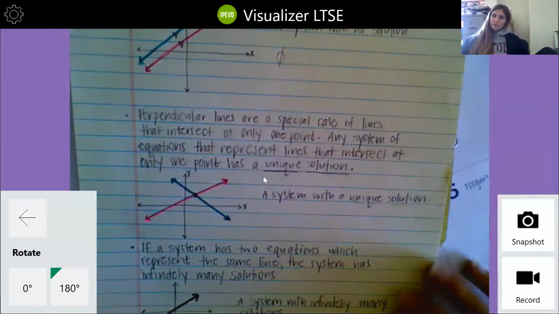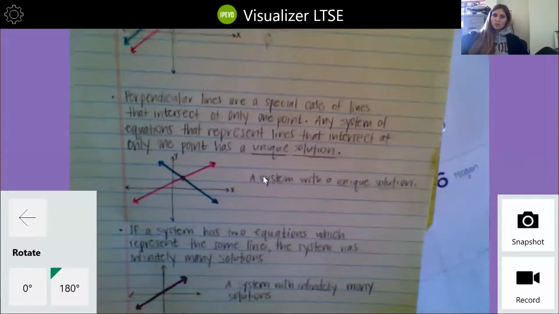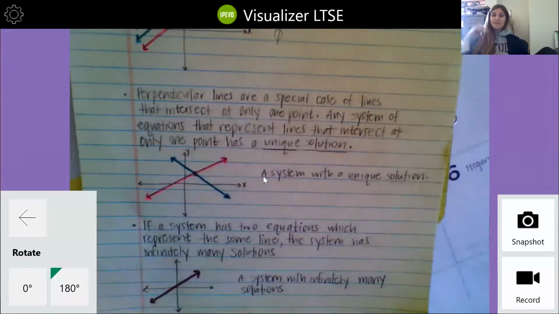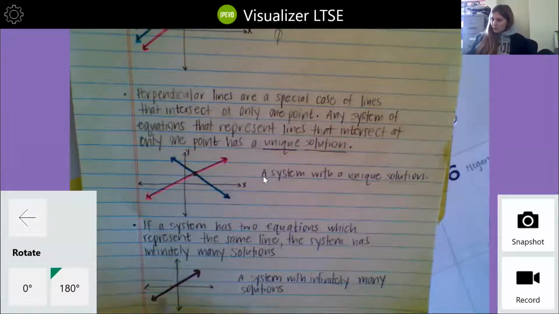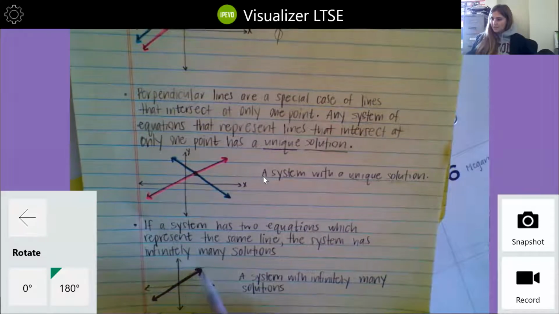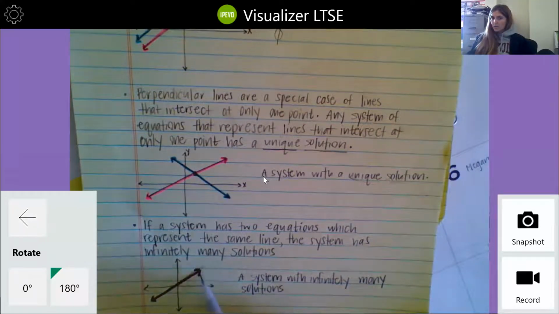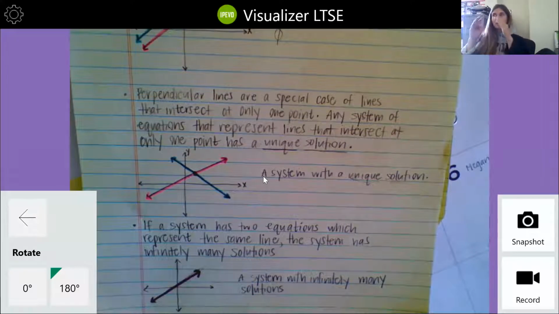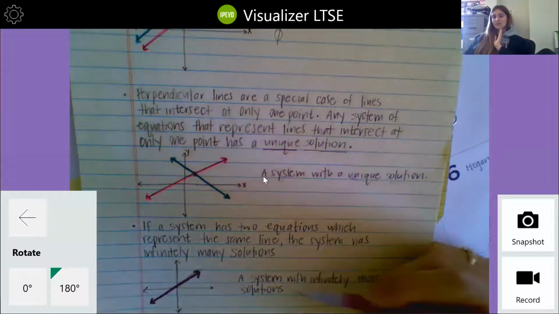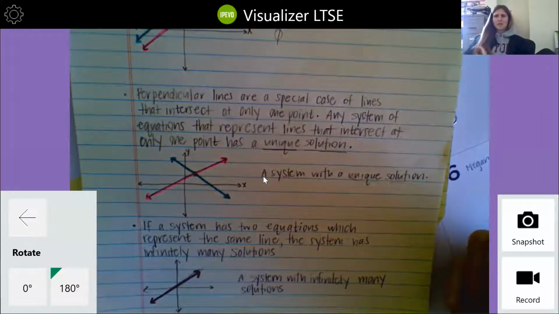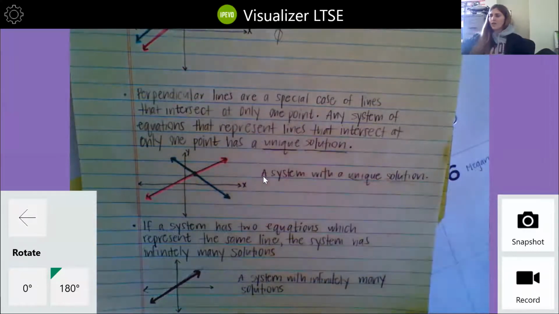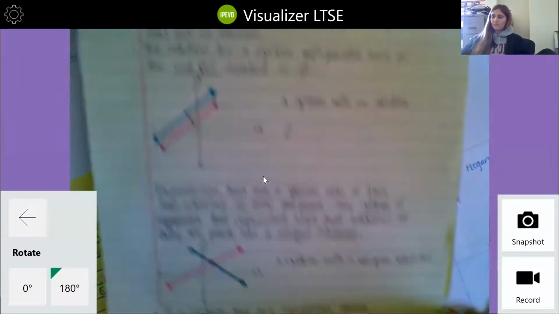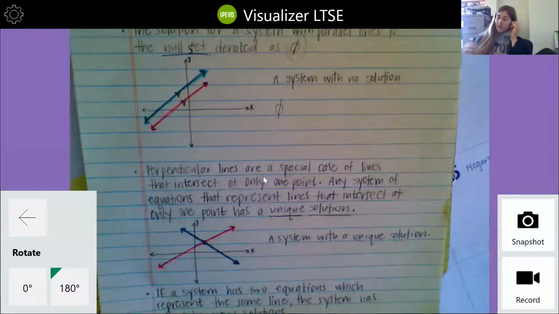And then there's a third type of system in which two equations would represent the same line. If that was the case, I know it looks like there's only one line here, but imagine there's two lines here. If the equations represent the same line, then that system would have infinitely many solutions. I talked about this idea of either no solution or infinitely many solutions before, but just want to reiterate that concept, okay?